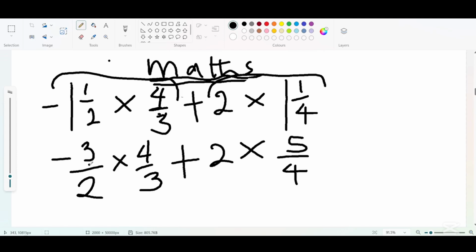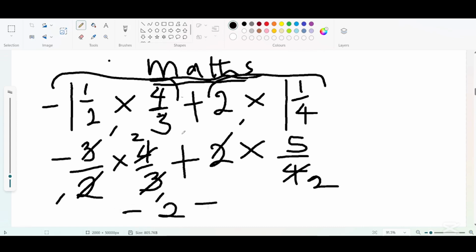At this point, we will put whatever is equal. So what is left here? We are left with minus, that is 1 times 1, right? So it's going to be minus 2 plus, what is left there? 1 times 5 all over, so that's going to be 5 all over 2.